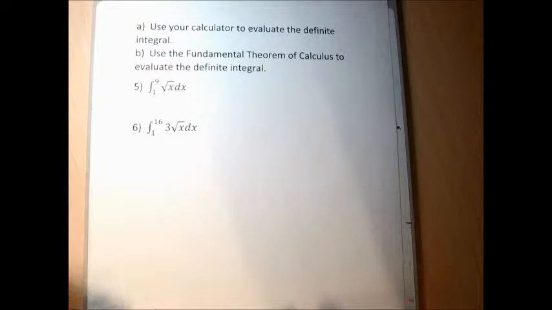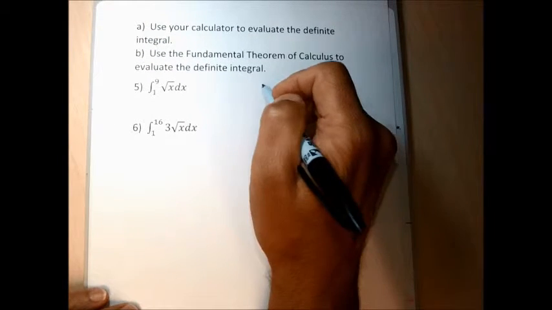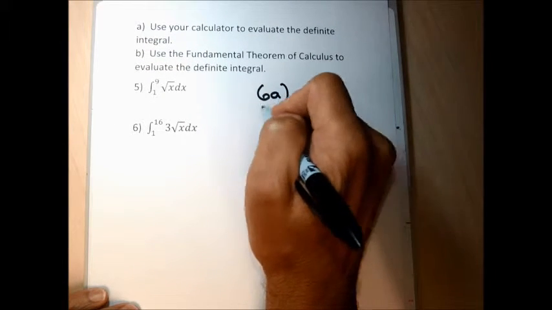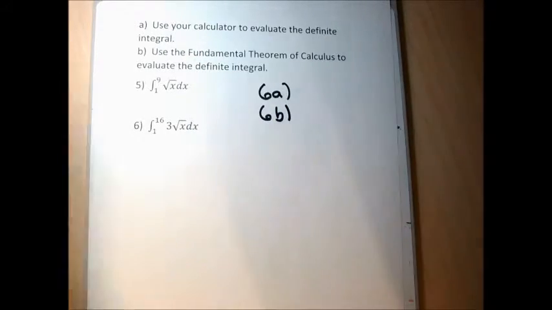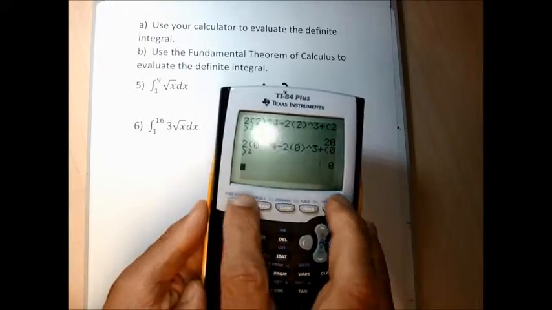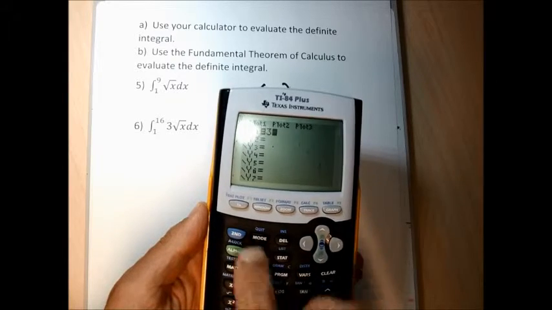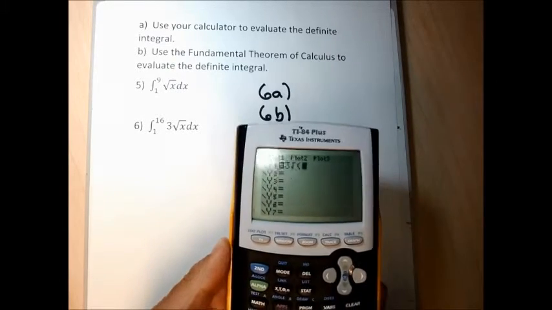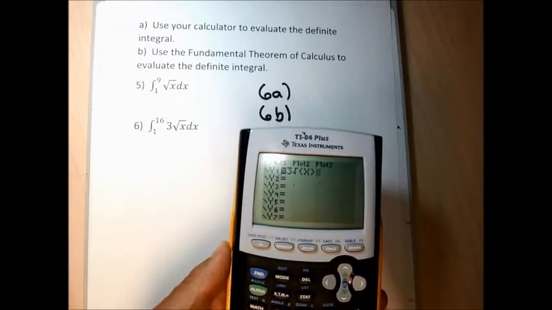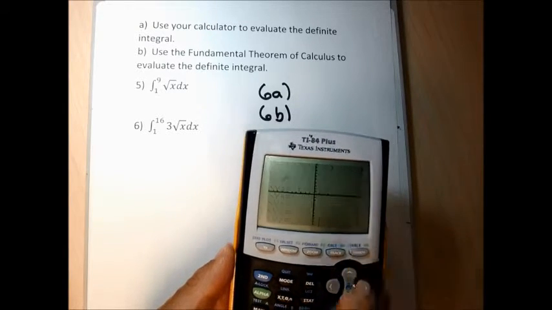So first thing for number 6, I'm going to do part 6a on my calculator. And my answer to 6b is going to be the same. So let me just enter this. So y equals cube root of x. My calculator doesn't care about fraction exponents. It doesn't need them. I'm going to graph it.